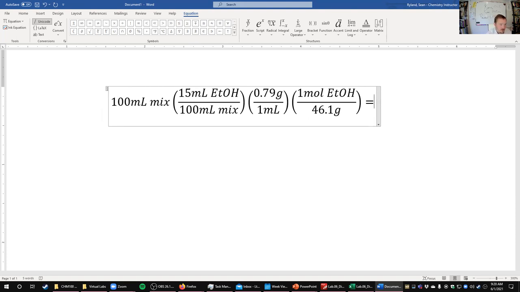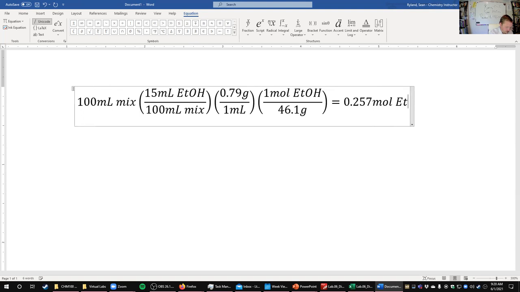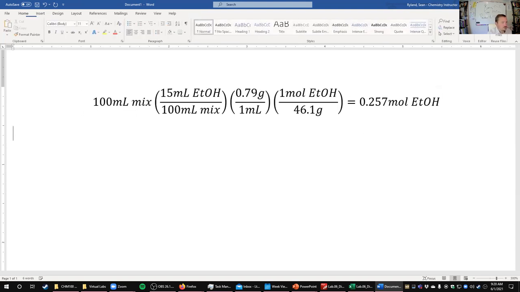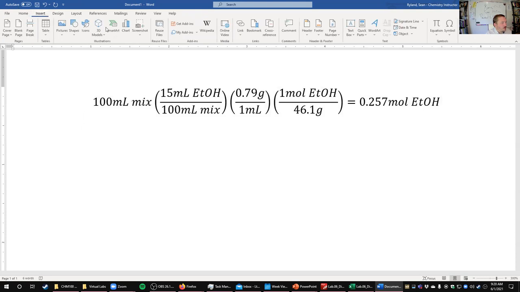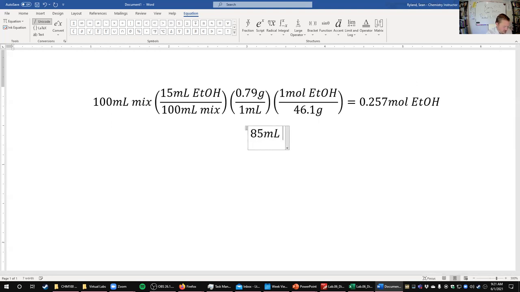And we do the same thing with water, using the density of water and the molecular weight of water to get the moles of water. So we'll get 15 times 0.79 over 46.1. Then we do the same thing for water, except it's going to be 85 milliliters of water.